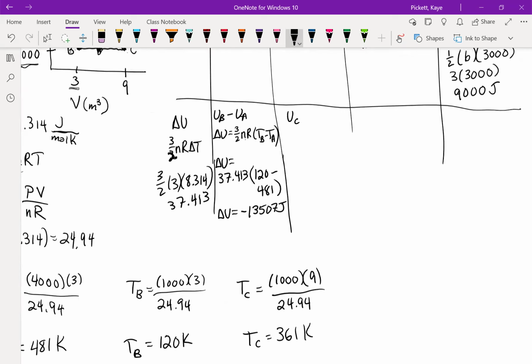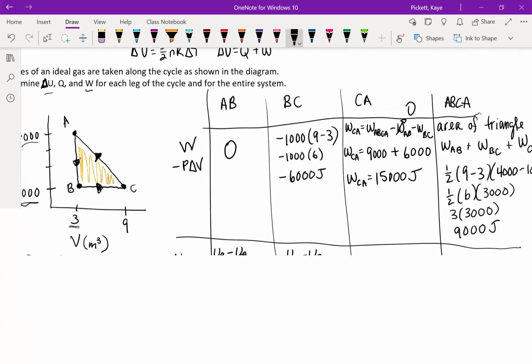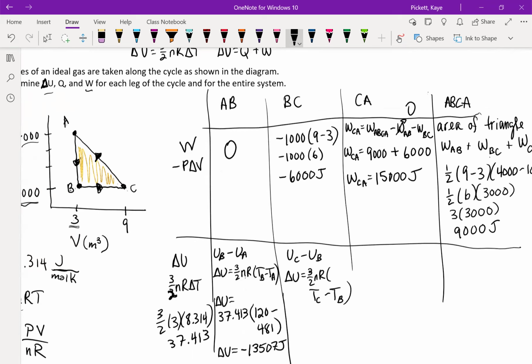So this is now going to be UC minus UB, which is 3/2 nR, which we already have that coefficient, times TC minus TB. And this one's going to be positive. So from going A to B, we dropped the pressure while keeping the volume the same. Well, that stands to reason that we would lose internal energy because we're not hitting those sides as much, so the temperature would drop. Okay.